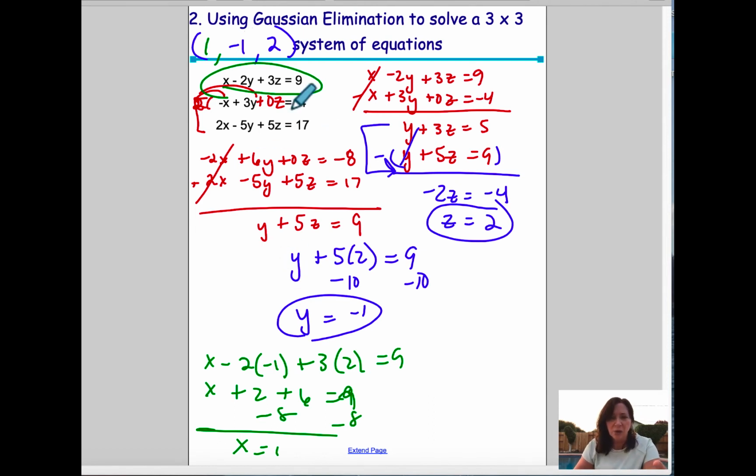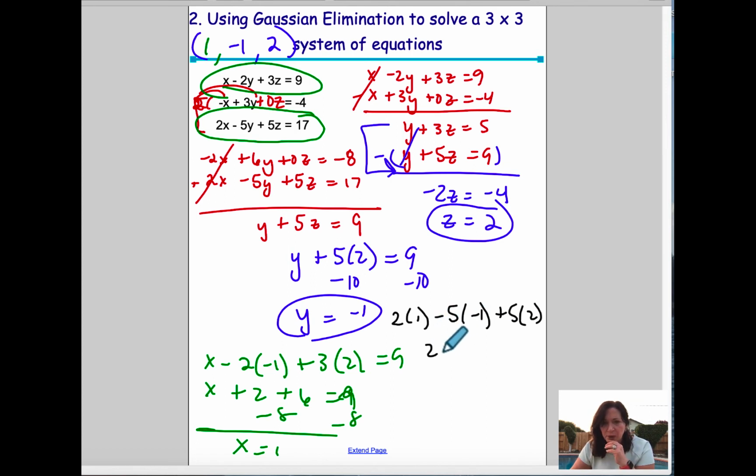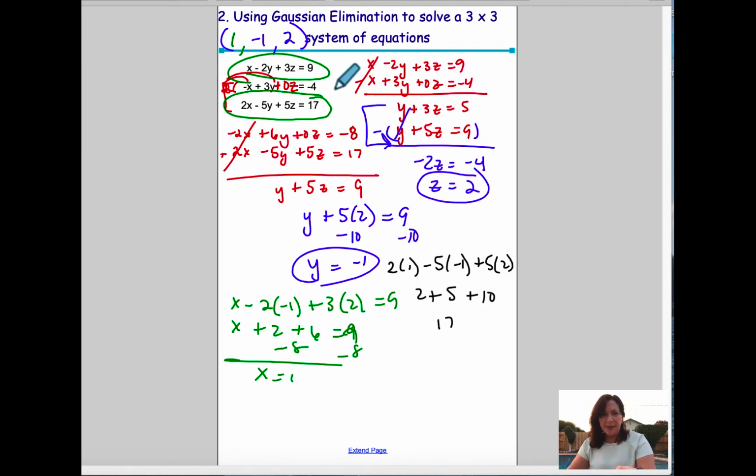And just a note, it is always a good idea to check your answers, especially if you have an equation. So like this one is missing some values, but I'm going to try this equation just to make sure that I have the right answer. So I'm going to go 2x, so 2 times 1, minus 5 times y, y is negative 1, plus 5 times z, z is 2. 2 plus 5 plus 10, 15, 16, 17. So I got 17, and then equals 17. So we have our answer. So our answer is 1, negative 1, 2.